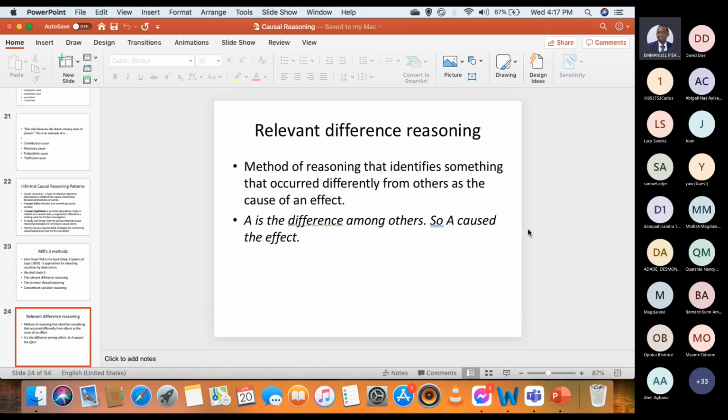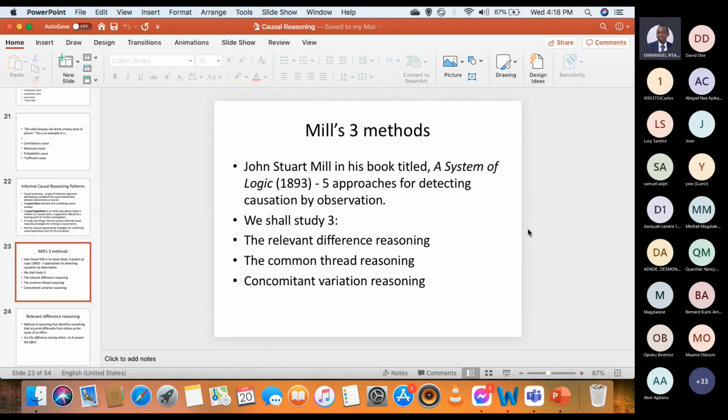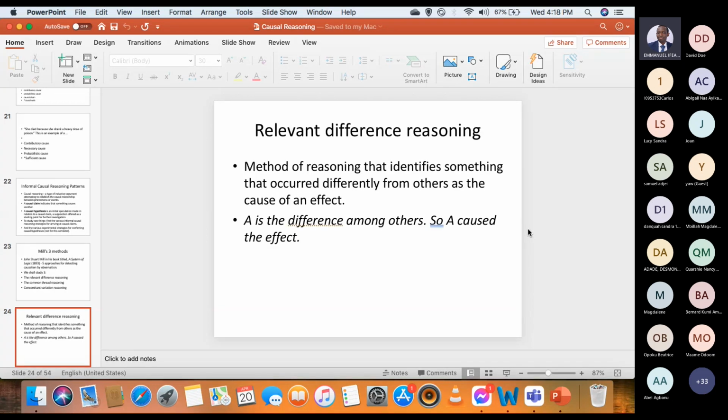Let's say there are three ways to identify a causal relationship. Now, relevant difference reasoning. This is a method of reasoning that identifies something that occurred differently from others as the cause of an effect. A is the difference among others, so A caused the effect.